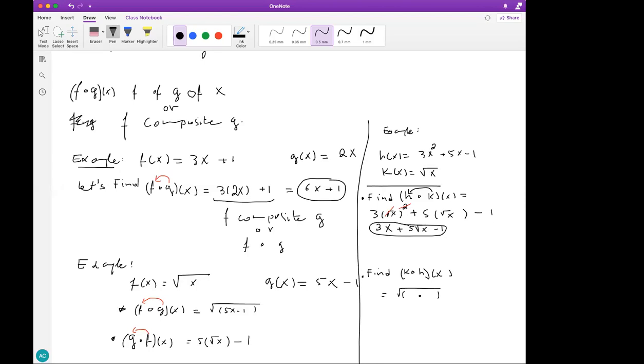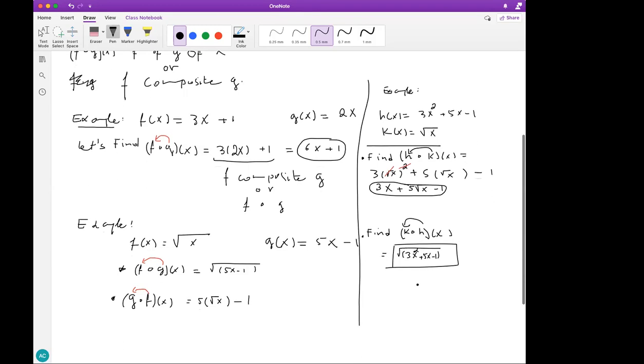And what do we put inside the X? What goes inside this space? The whole function H, which happens to be this, because we're looking for K of H, which means H into K. So the whole H will go into K. H is given, 3x to the second plus 5x minus 1. And that's it. That's your composition.